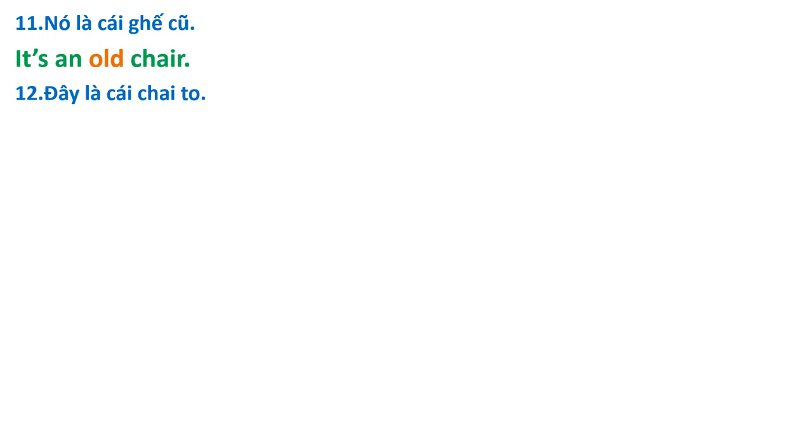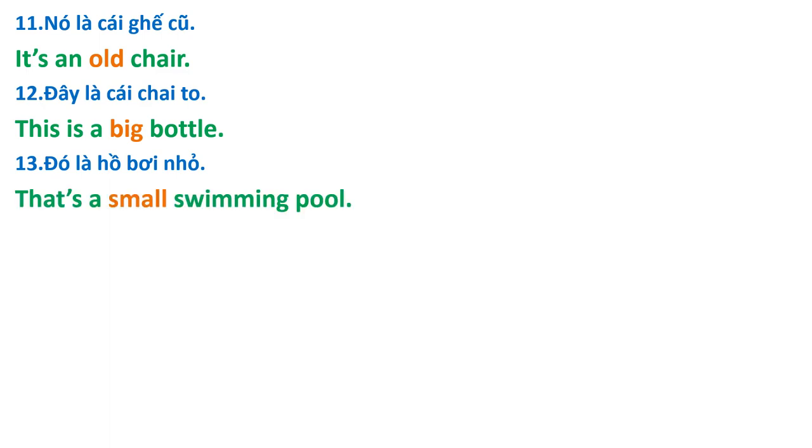Đây là cái chai to. This is a big bottle. Đó là cái hồ bơi nhỏ. That's a small swimming pool. Nó là cái dĩa mới. It's a new plate.